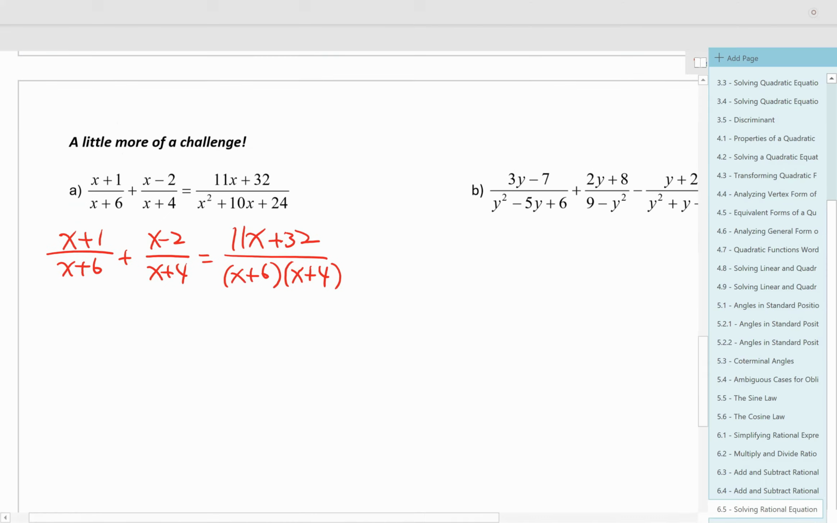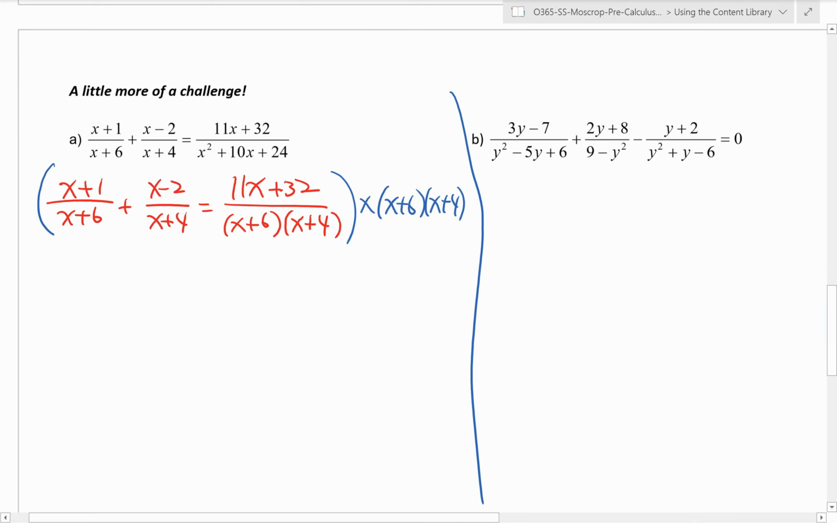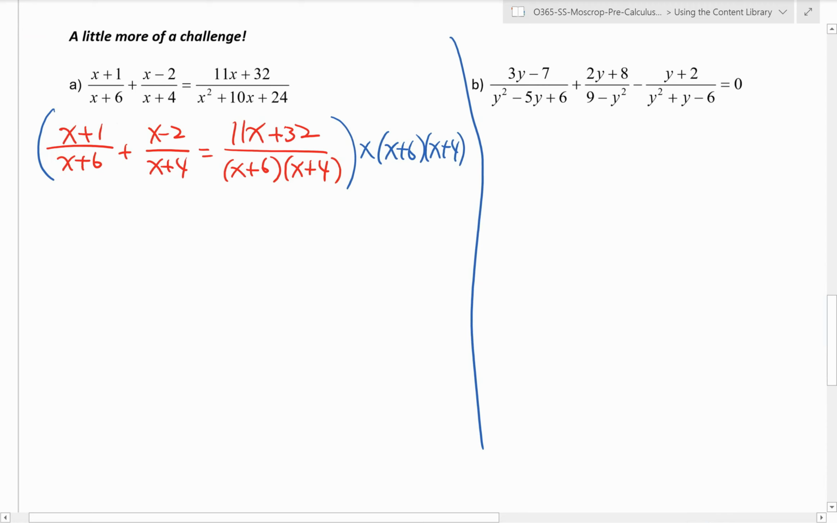So now, once you have it factored, you can multiply by the lowest common multiple, which is going to be x plus 6 times x plus 4. Okay, so this is your lowest common denominator. And now you can multiply and get rid of all the denominators. So you have x plus 6 here, but you're multiplying with x plus 6 and x plus 4. So the x plus 6's will cancel out. You end up with x plus 1 times x plus 4.